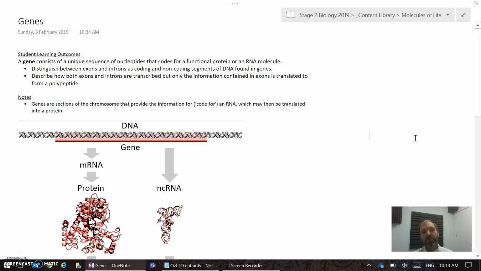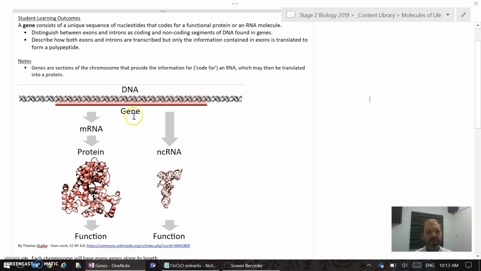So the learning outcome around a gene is for you to understand that it's a sequence of nucleotides that codes for a functional protein or RNA molecule. As well as that, you need to know the difference between introns and exons and describe how those get transcribed and spliced. Okay, so a gene is just part of a chromosome that's going to code for an RNA.